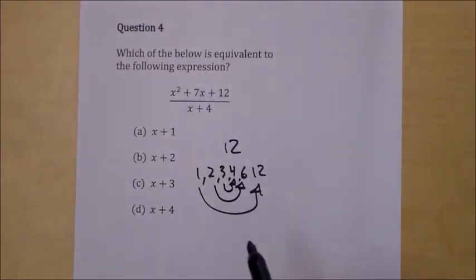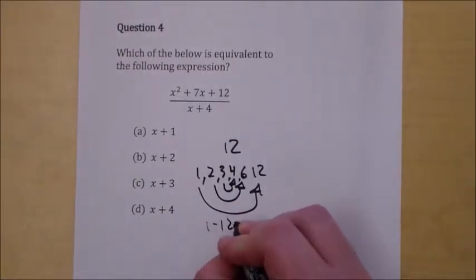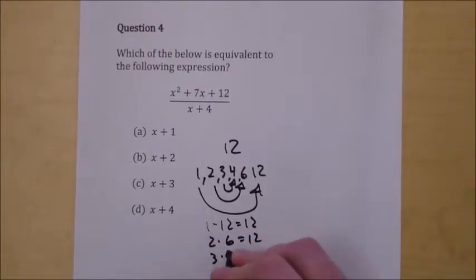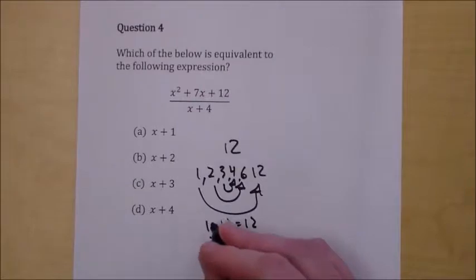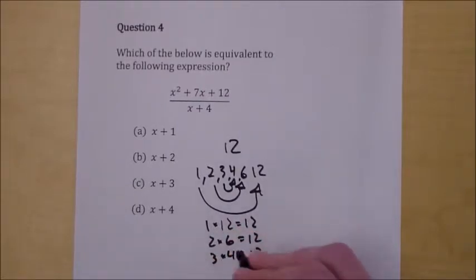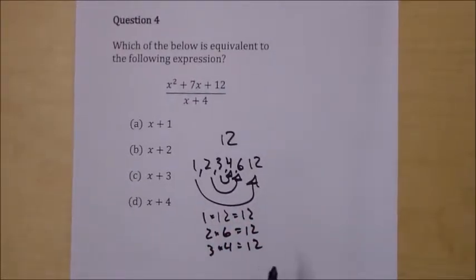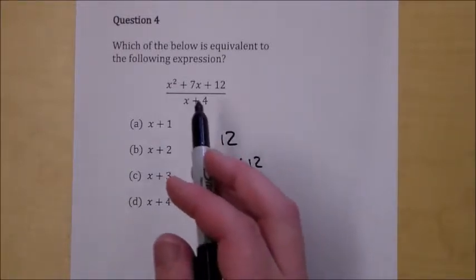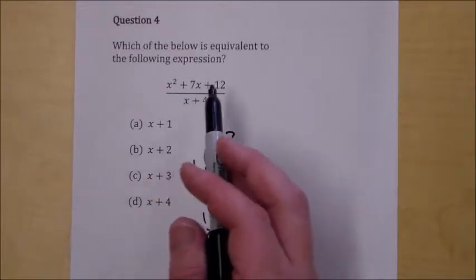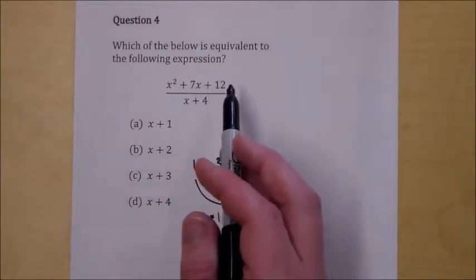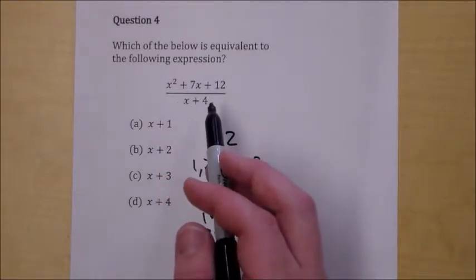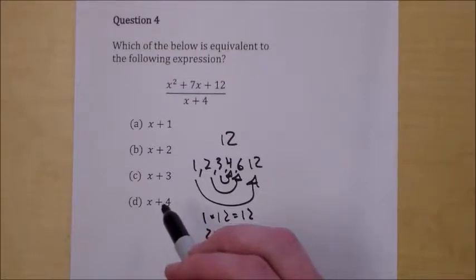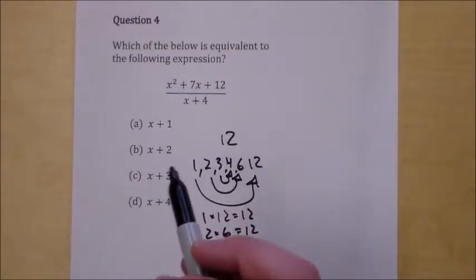So 1 times 12 is equal to 12. 2 times 6 is equal to 12. And 3 times 4 is equal to 12. Okay, so that is my kind of like factor tree, if you will, of how to get to 12. Now you want to have something where you can separate this into an x plus something, and then divide it by x plus 4 and get one of these terms. So what could you possibly do? Well, I think the answer kind of sets itself up for you, right?